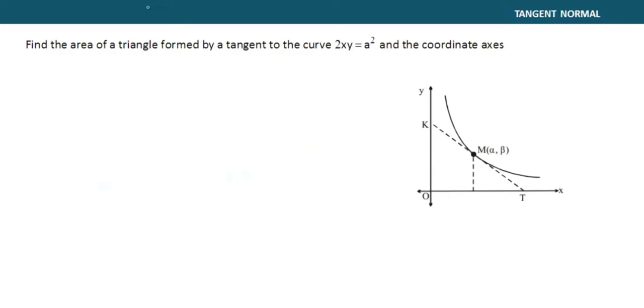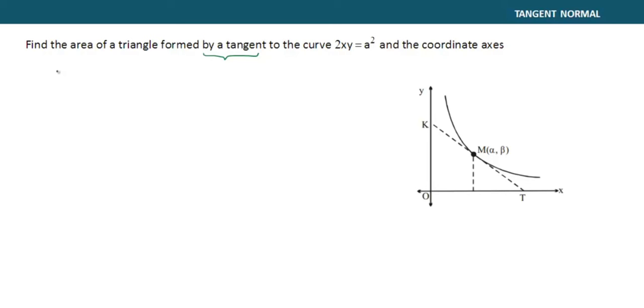Okay, now let's take this problem. It says find the area of the triangle formed by a tangent to this particular curve and the coordinate axes. So first of all, let us understand the problem. It says find the area formed by a tangent. So here is a challenge, because you always need the point where the tangent will be drawn. So it is not given to you.